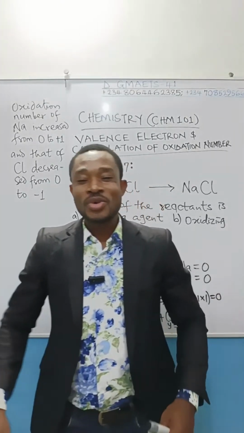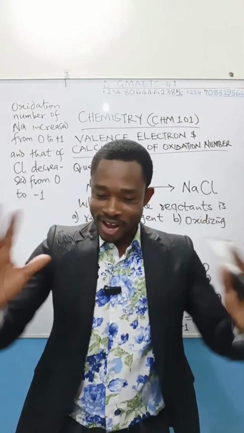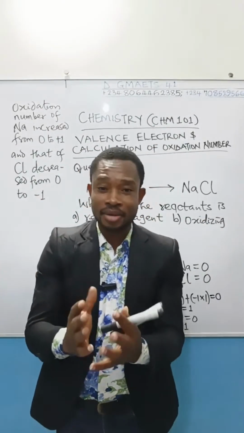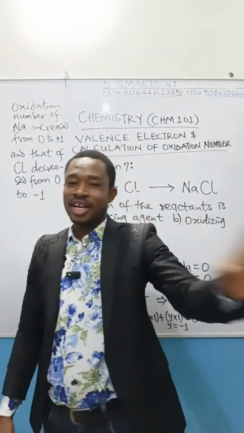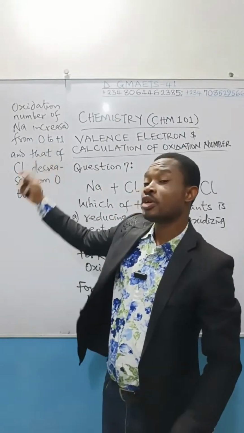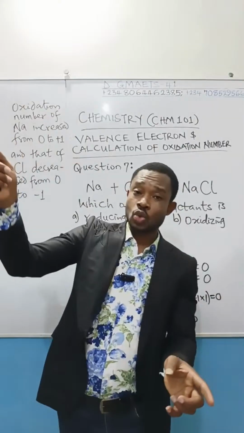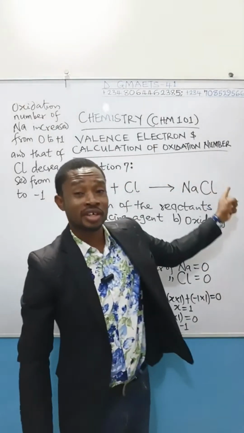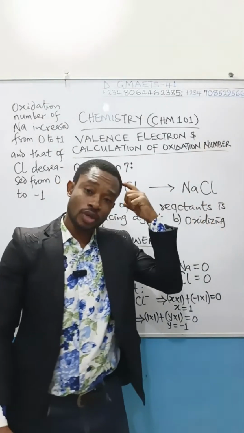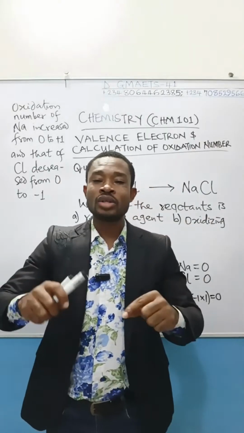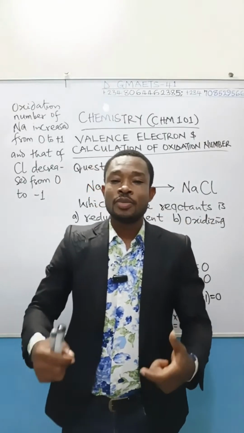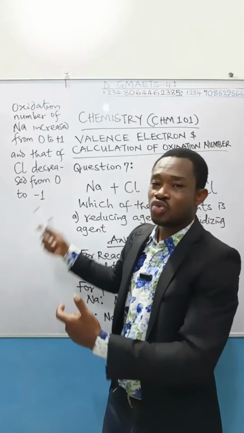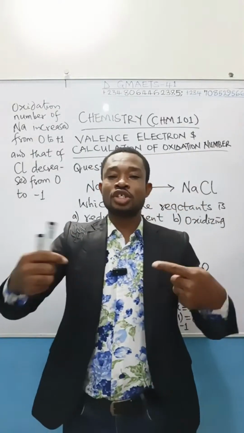Don't worry, we are going to play around with that when it is time for us to learn oxidation number. Let's just focus on this. Sodium, the oxidation number increased from 0 to +1. 0 in the reactant increased to +1 in the product. So sodium underwent oxidation. The process occurring to sodium in this reaction is oxidation.